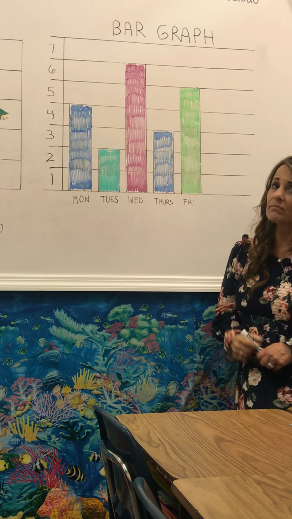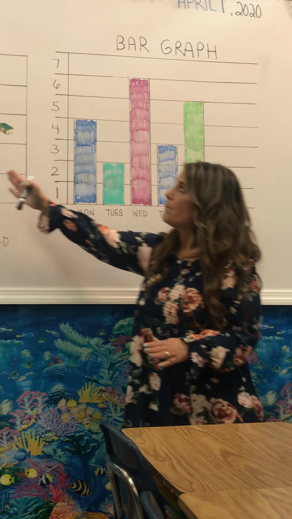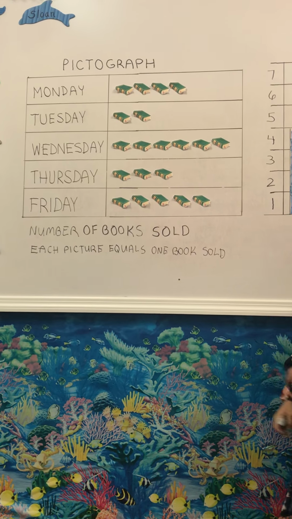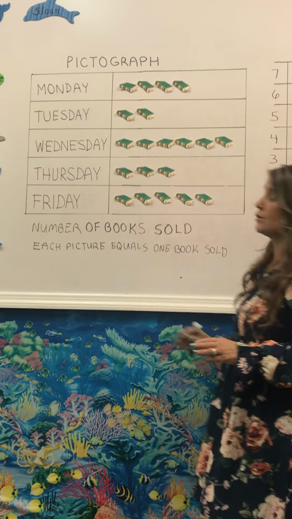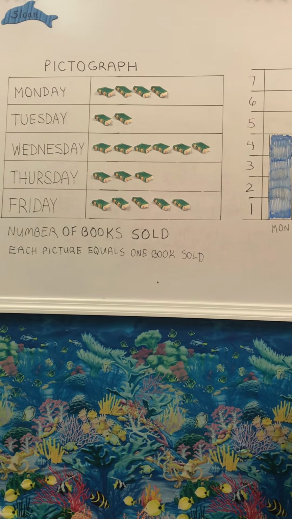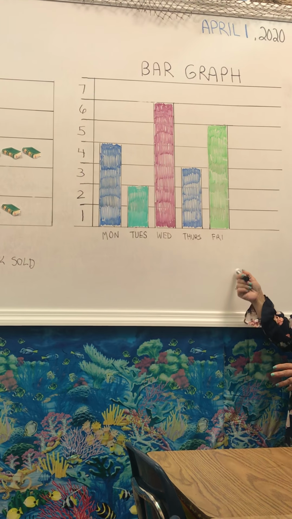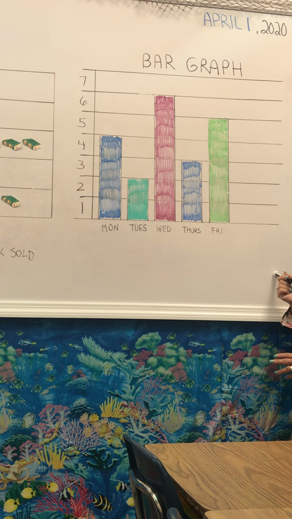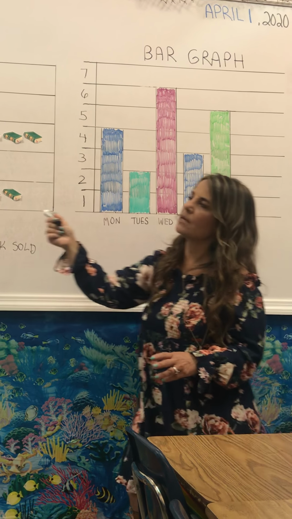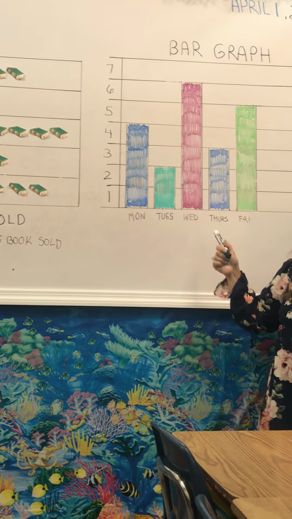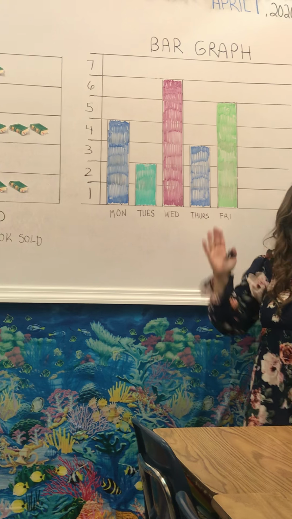So a pictograph is where you use pictures for your data. And over here, when you would use a bar graph for your data. So that's the difference between a pictograph and a bar graph. It's how we keep track of our data.